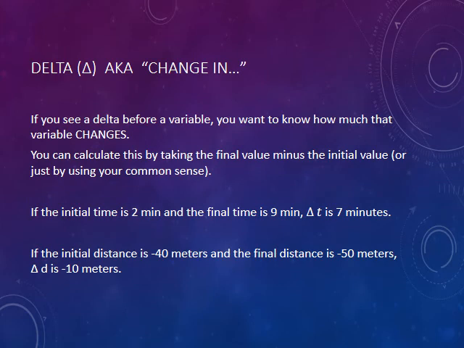Or if an object starts with an initial distance of -40 meters and then it ends up at a final distance of -50 meters, the delta d is -10 meters. So your delta can be positive or negative. This thing changed by -10, so its delta d is -10 meters.